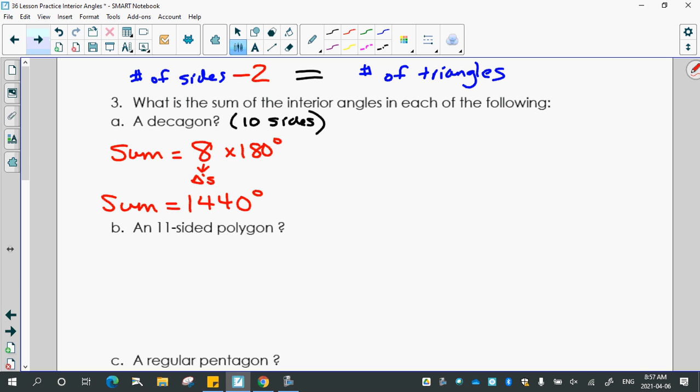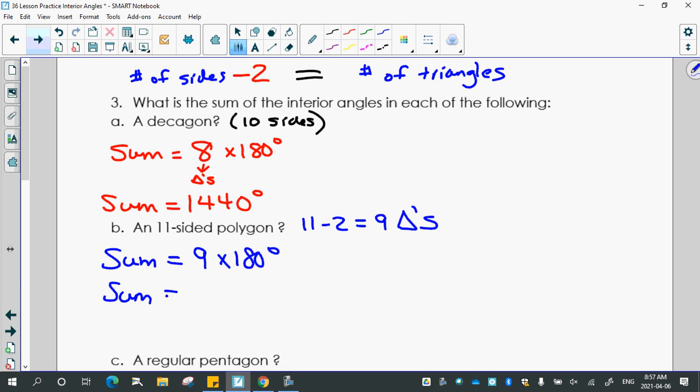So an 11-sided polygon, if it has 11 sides, it's going to have 11 minus 2 or 9 triangles that you can make, okay? So the sum is going to be 9 times 180 degrees for each triangle, which is 1,620 degrees.